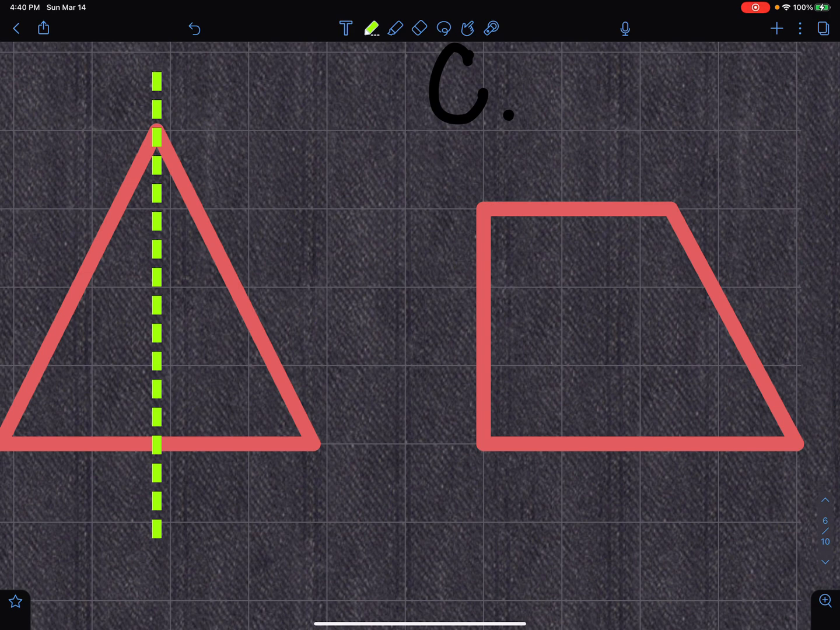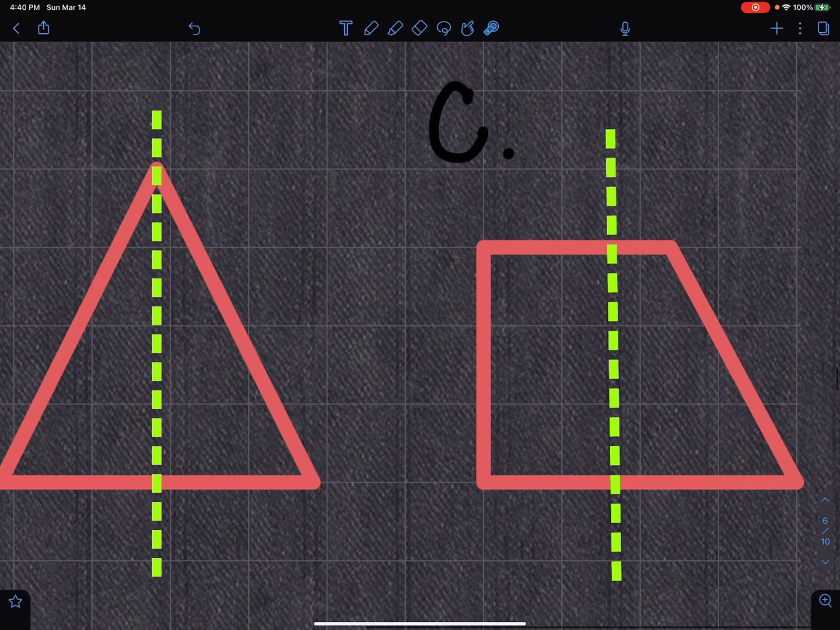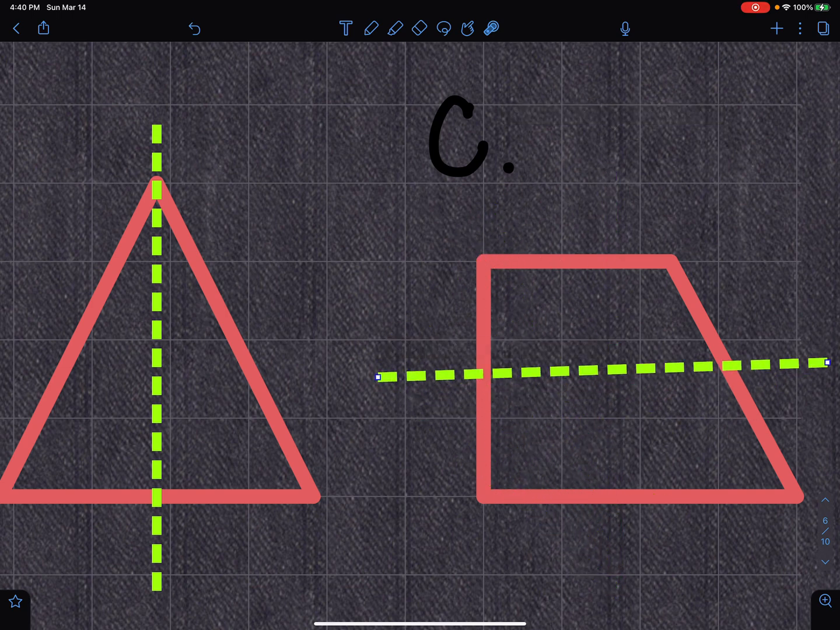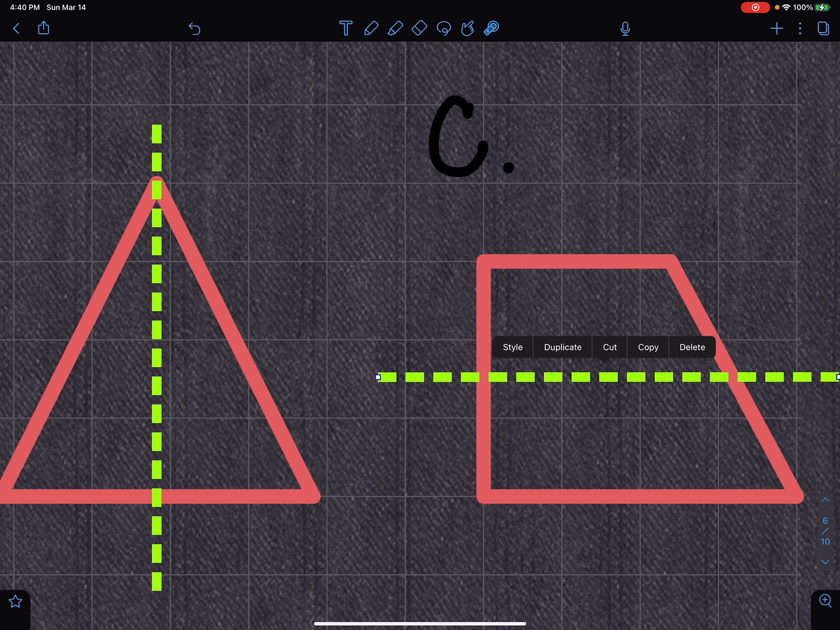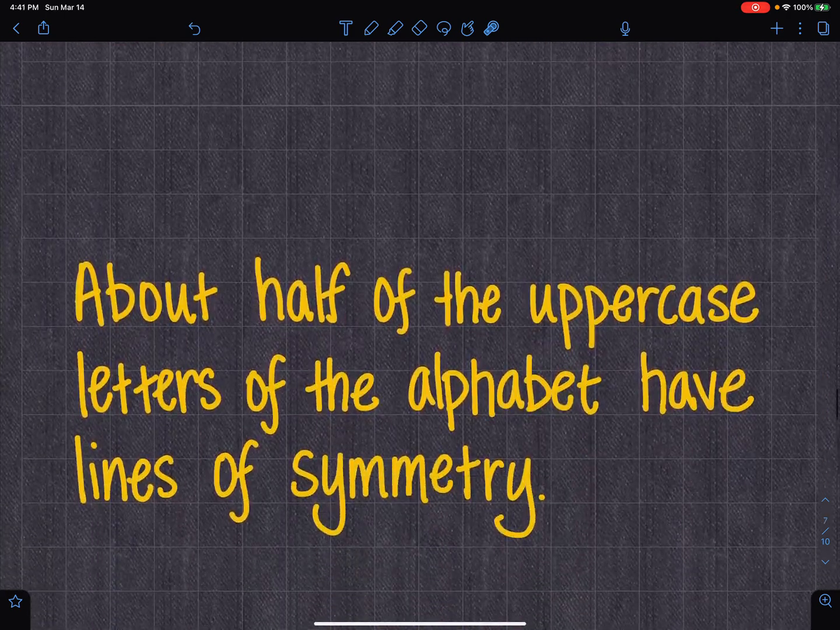It definitely doesn't look symmetrical. Like if I draw a line down the center of it, this left side is not a mirror image of this side because those look different. What if I move the line of symmetry so it's like that? Nope, it still doesn't work. It's still not symmetrical because this side does not look like this side. Okay, so C is not symmetrical. Okay, all right, perfect.